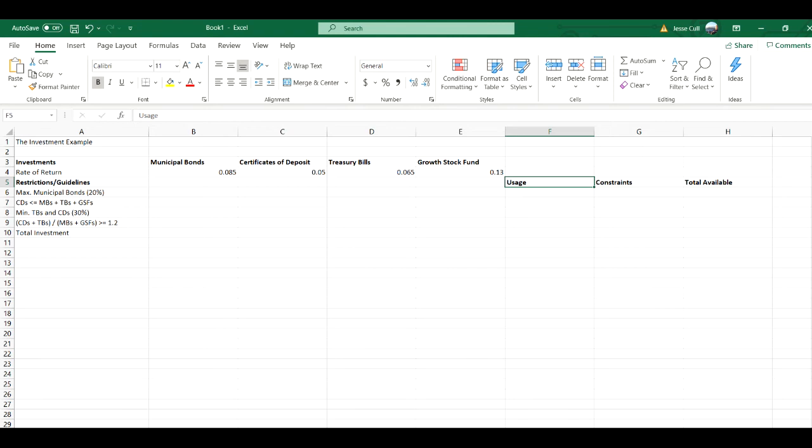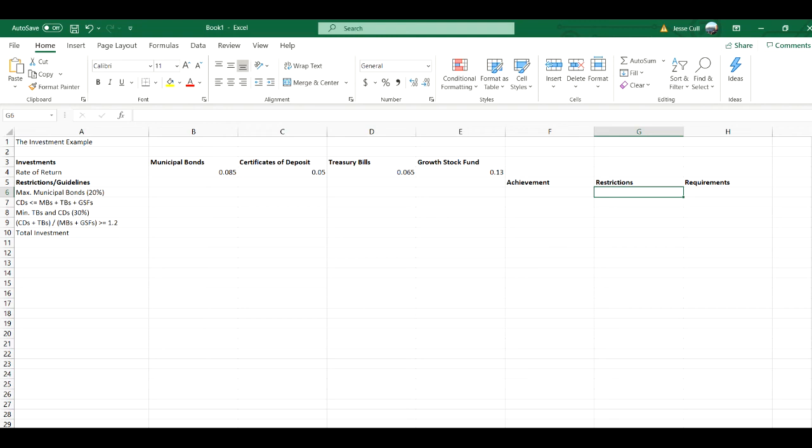Here again, minimum TBs and CDs is 30%. So we're only talking about TBs and CDs. So MBs is 0. CDs is 1. TBs is 1. And gross stock fund is not included either. So that is 0 again. That means the total amount in certificates of deposit plus the total amount of treasury bills has to be greater than 21,000. We have to invest more than 21,000 in those two combined.